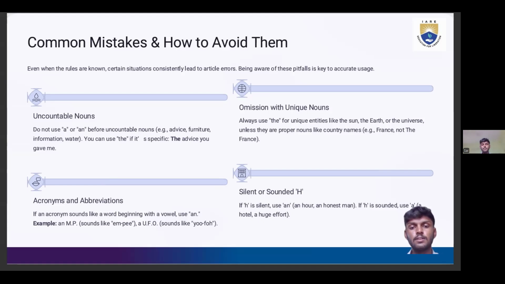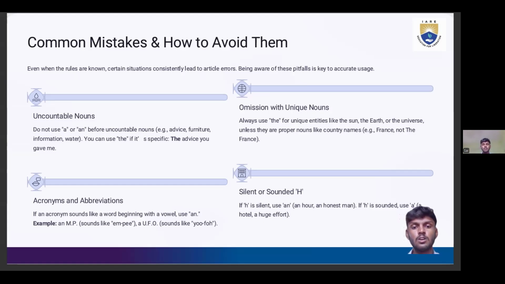Use an if the word starts with a vowel sound, and a if it starts with a consonant sound. Example: an hour, here H is silent. A university, U sounds like "you".